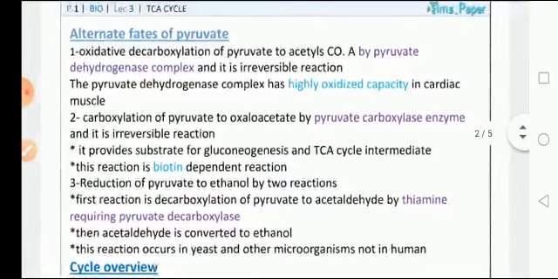Let's recap this part. First, the oxidative decarboxylation of pyruvate gives me acetyl-CoA, which would enter the TCA cycle. Carboxylation of pyruvate to oxaloacetate: this oxaloacetate would be used either for the TCA cycle or gluconeogenesis. And finally, the reduction of pyruvate to ethanol, which does not take place in the human body.